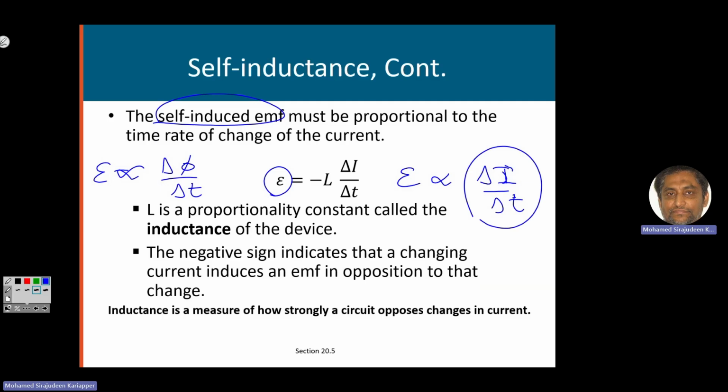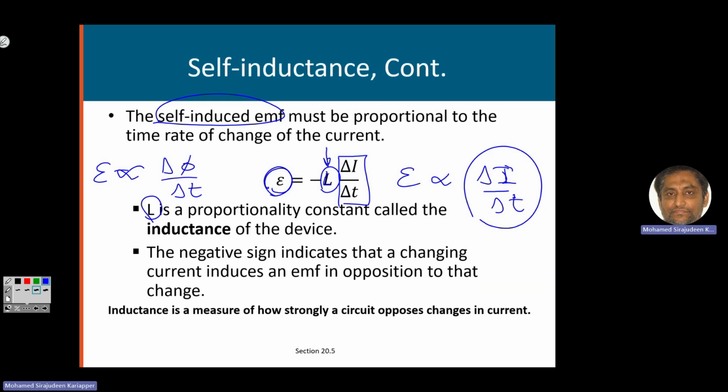And I take this equation, then introduce the proportionality constant. The induced EMF is proportional to the rate of change of current, and the proportionality constant, I am going to call it L, the letter L, is called the inductance of the device, which is the coil here.